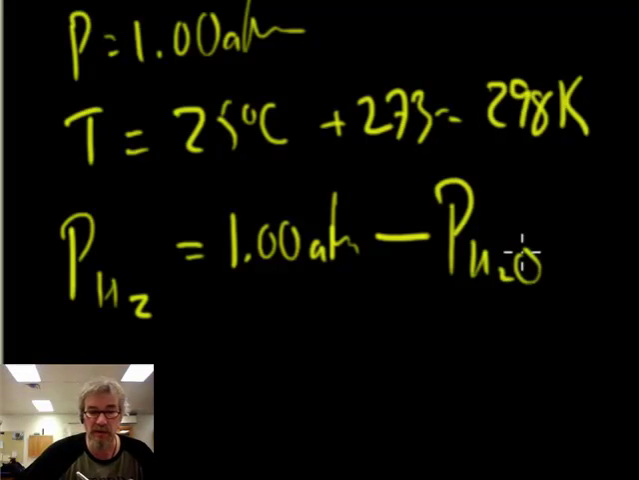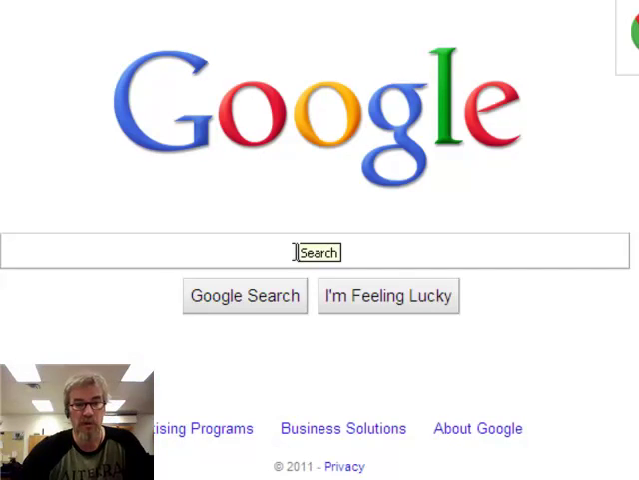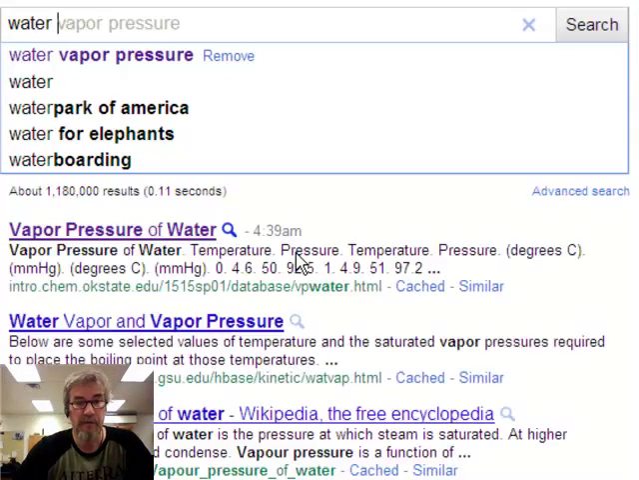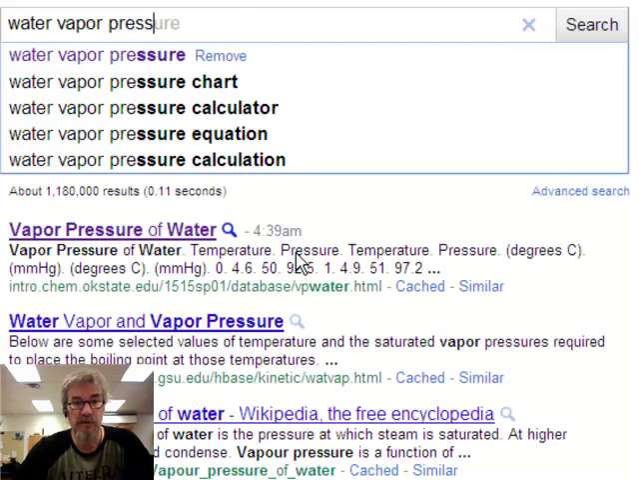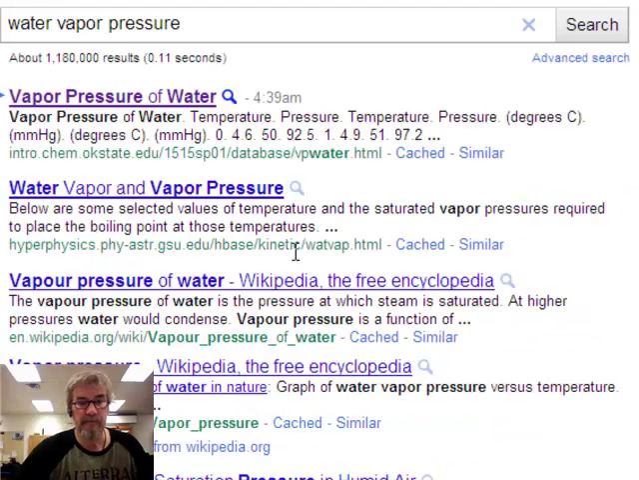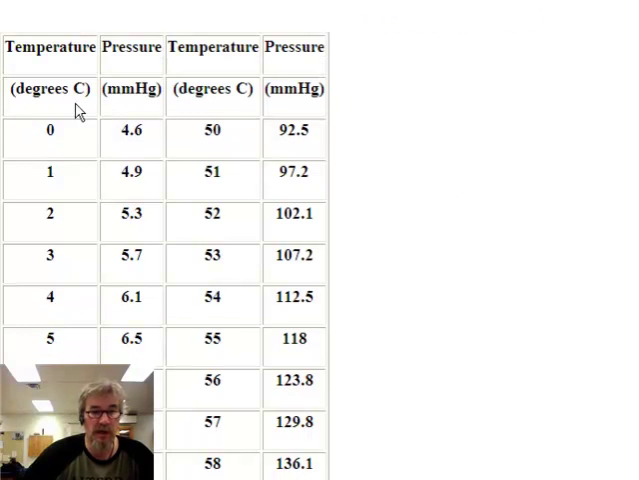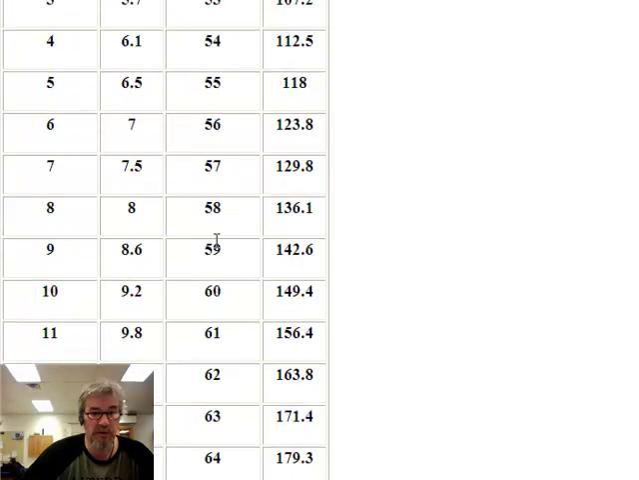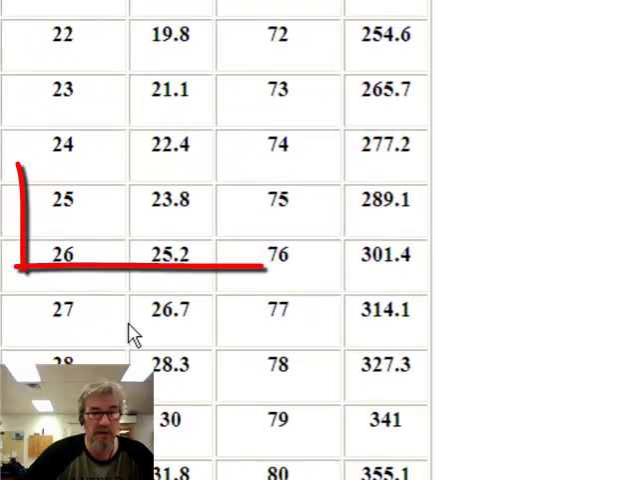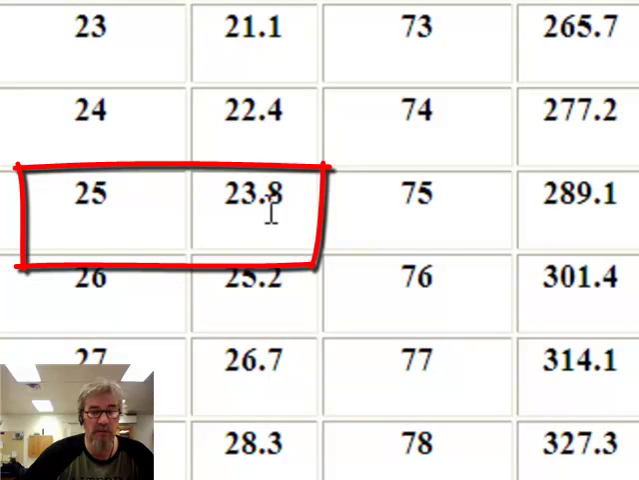Well, let's go online and just find out what the pressure of water is at 25 degrees C. Do a quick Google search. Let's just say water vapor pressure, and we'll take the first resource that comes our way. There's a nice little chart that gives us degrees Celsius in this column and torrs, or millimeters of mercury, in this column. Go down to 25 degrees C, and there it is, 25 degrees C, 23.8 torrs. Let's go back to our problem and insert that in the right spot.